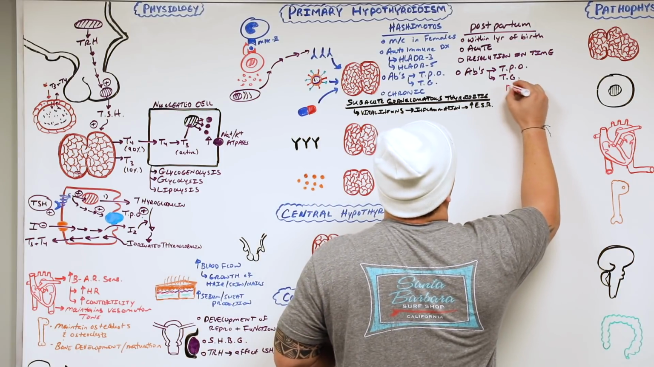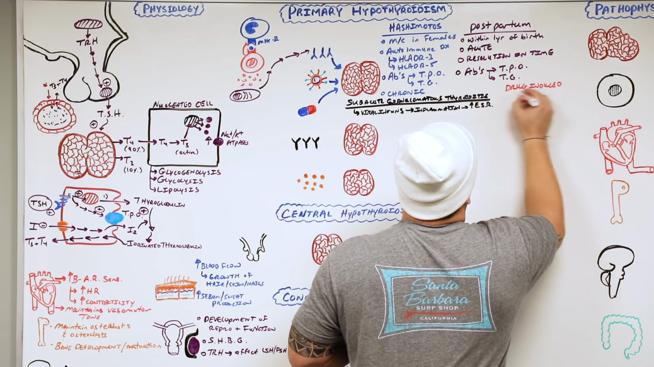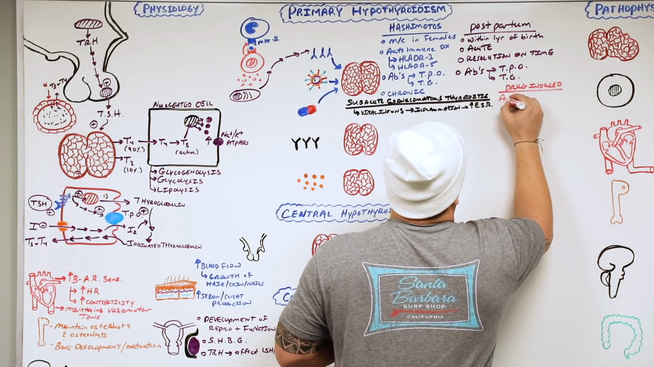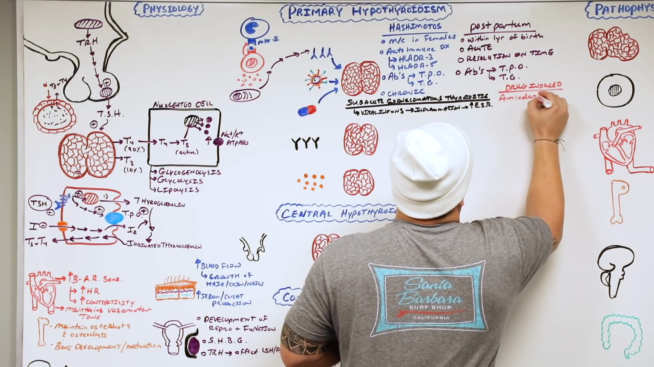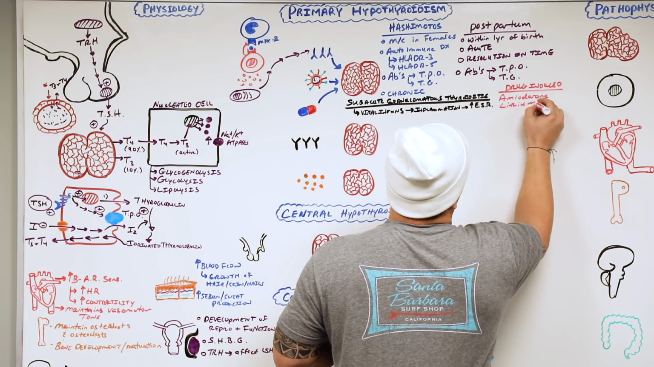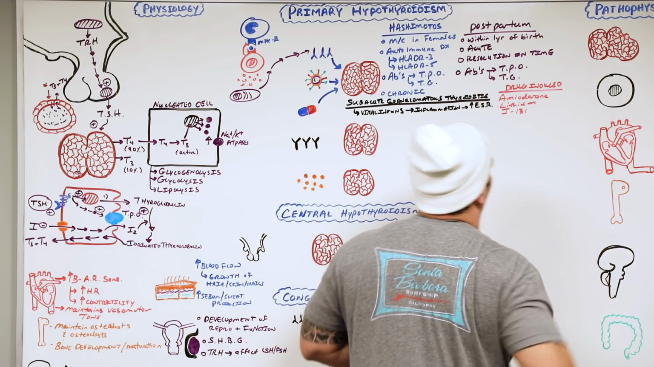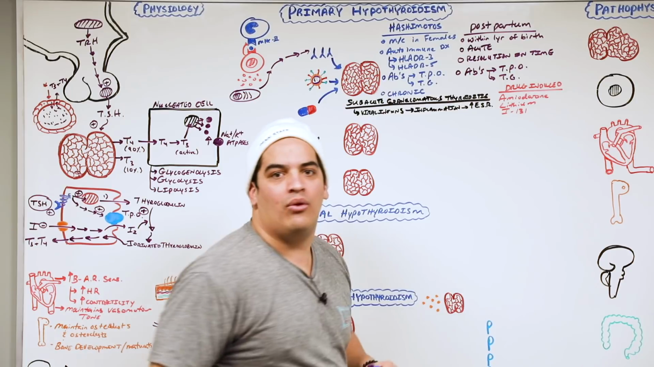Now drug-induced, the big things that I need you to remember, there's a couple drugs, 3 primary ones. The first one that is really important is amiodarone. This is an antiarrhythmic. The next one is lithium, which is used to treat bipolar disorder. And the next one is iodine 131. You know what we give iodine 131 for?